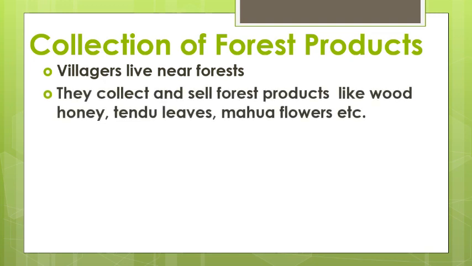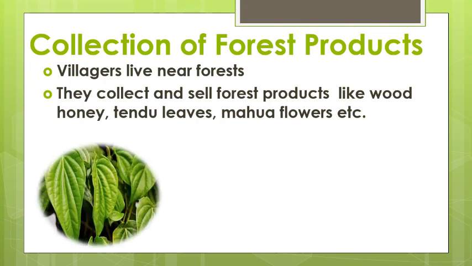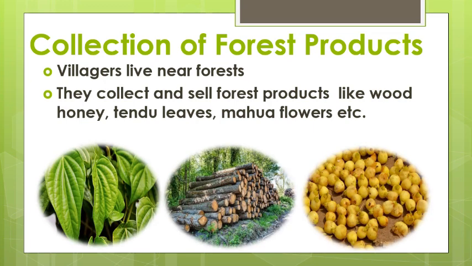Collection of forest products. This is another way of occupation that villagers normally opt for, because we see most of the villagers live near the forest, and that is the reason it becomes very easy for them to collect forest products. So they collect and sell forest products like wood, honey, tendu leaves, mahua flowers, etc. So here are the symbolic pictures of tendu leaf, mahua flower, the tree, the wood that they usually sell.